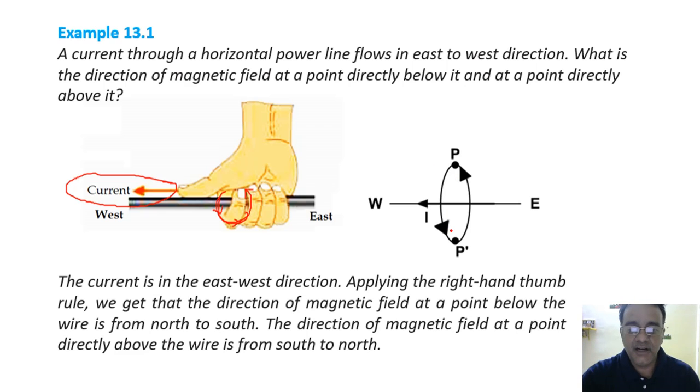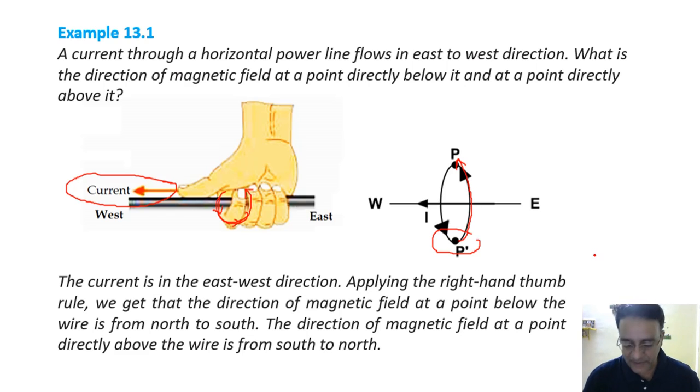So the current is in the east-west direction. Applying the right-hand thumb rule, we get that the direction of magnetic field at a point below the wire is from north to south, and the direction of magnetic field at a point directly above the wire is from south to north. It will be towards north from south, okay. So this is the question based on Maxwell's right hand thumb rule.